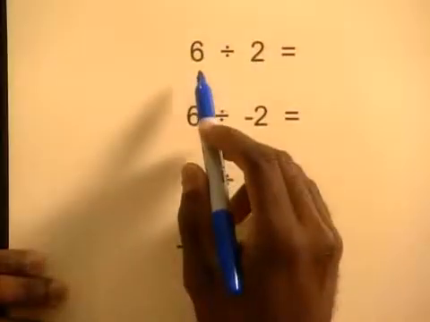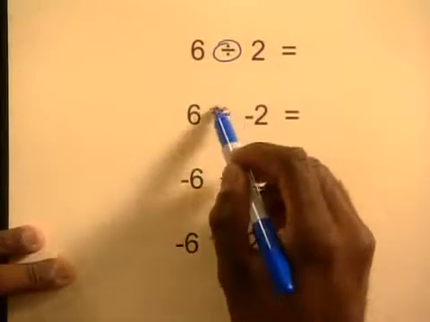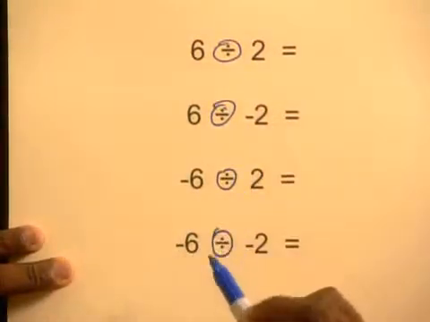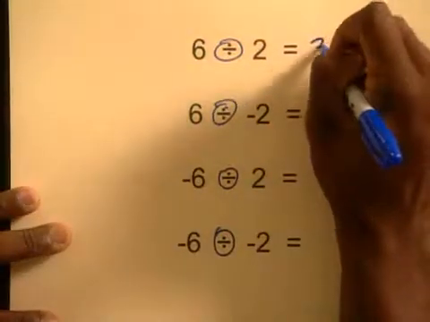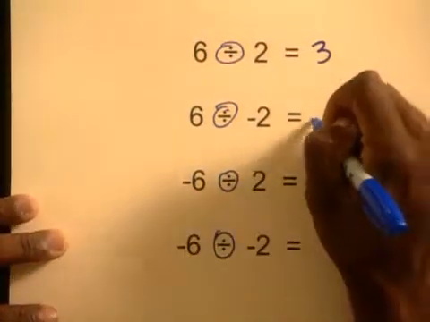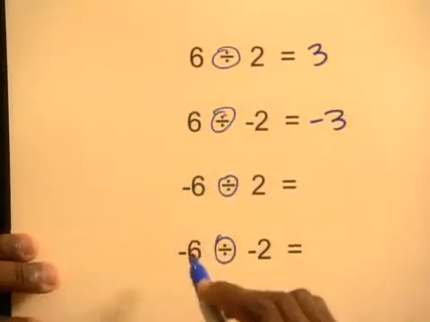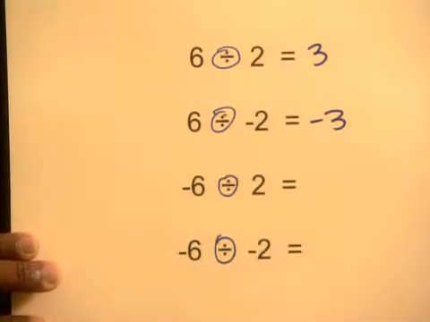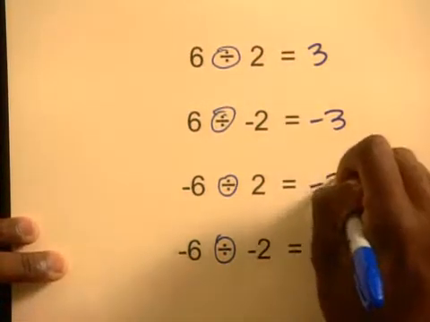Here's some more examples for us. These are also true, as you see, for division. The same things that work for multiplication also work for division. So 6 divided by 2 would give us a positive 3. 6 divided by negative 2 would give us a negative 3. And a negative 6 divided by 2 would give us? A negative 3. Very good.